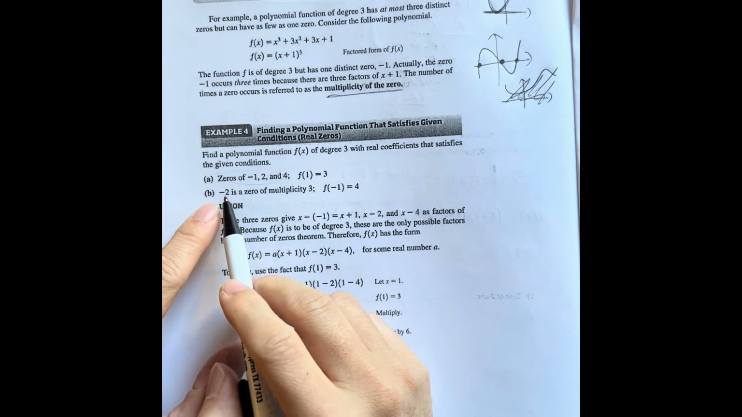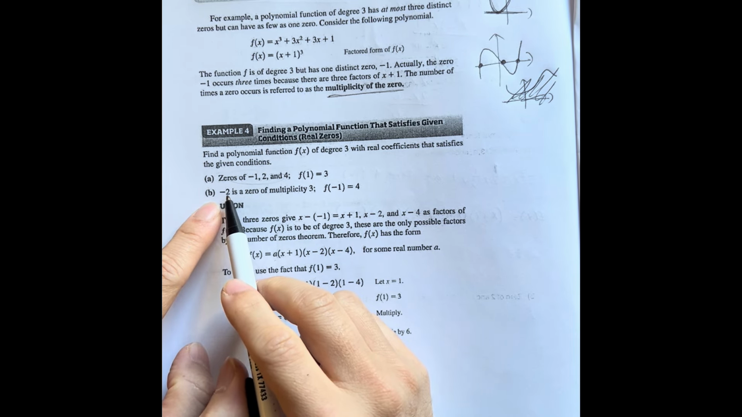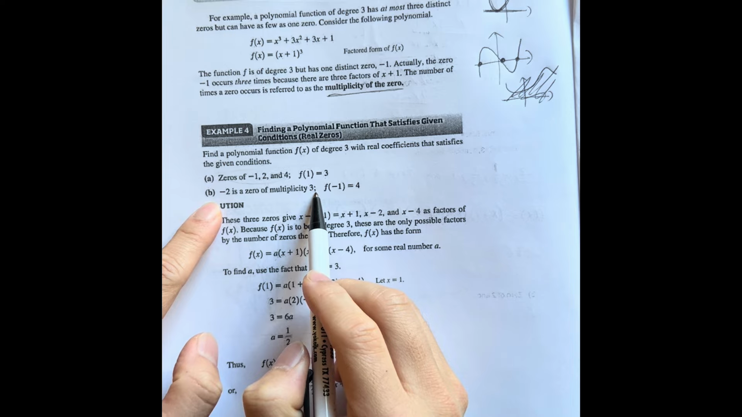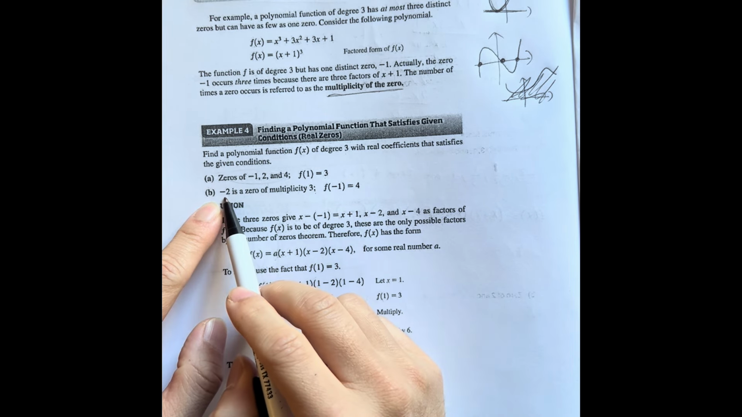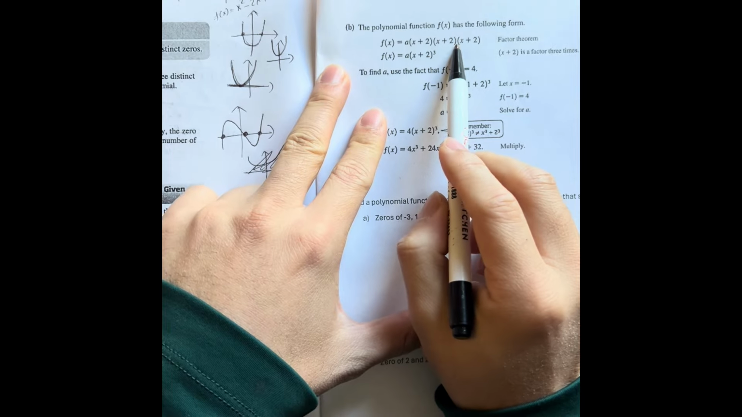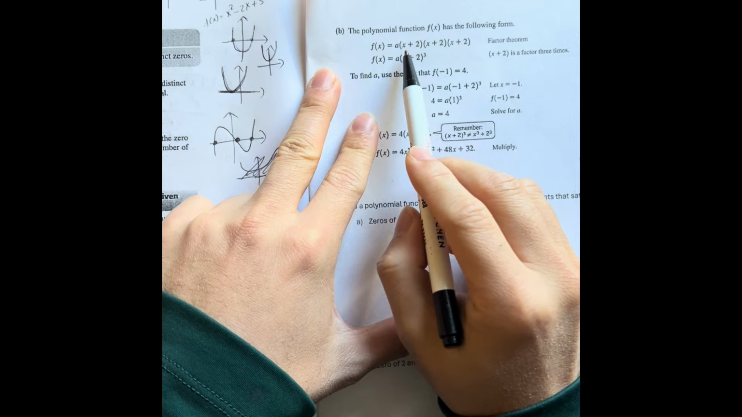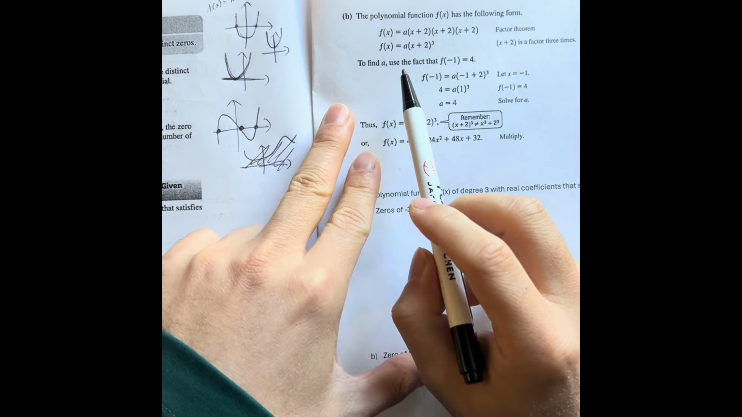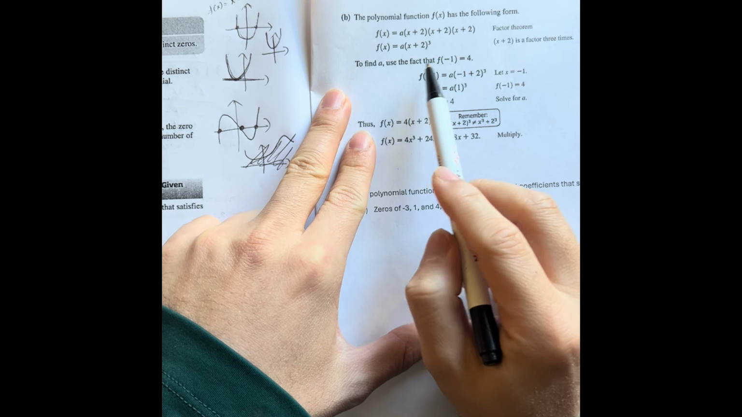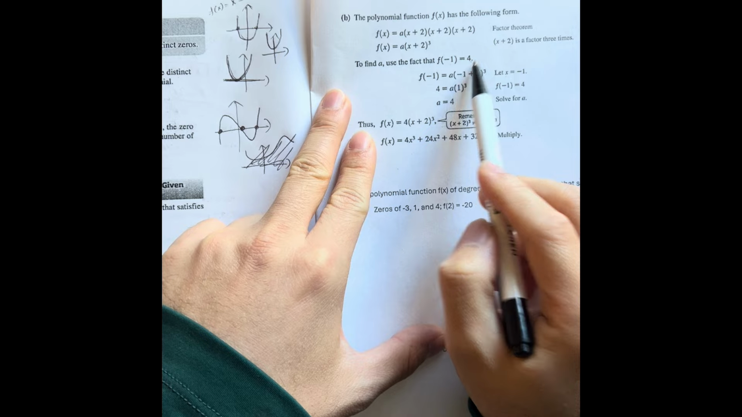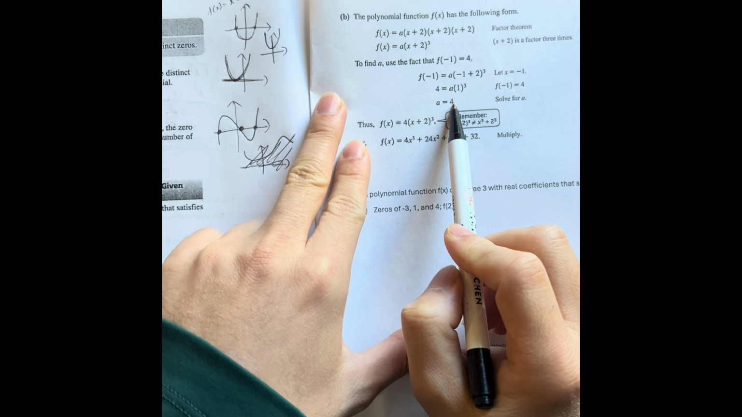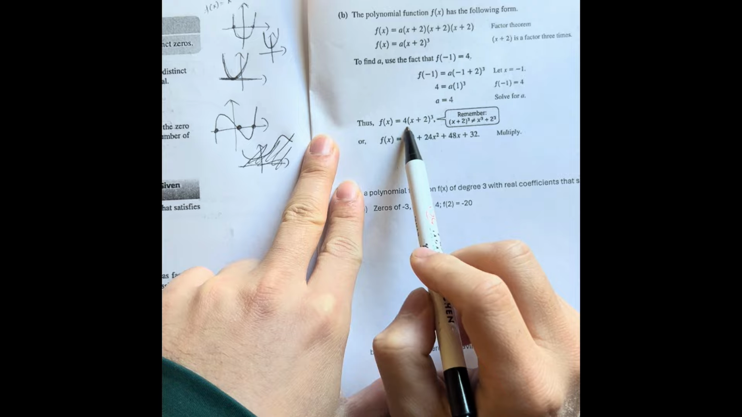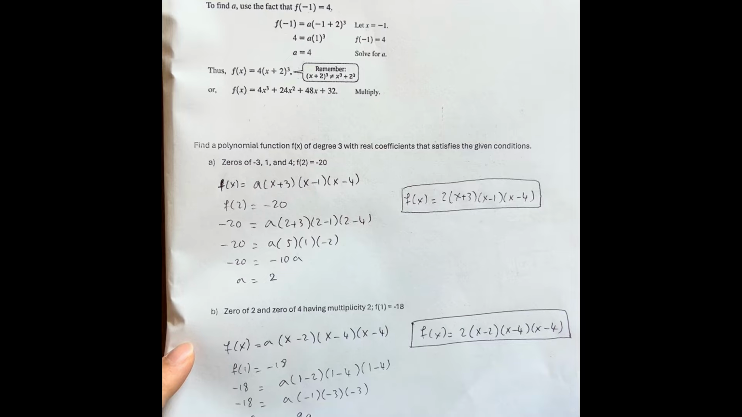In the second example, this function has negative 2 as a zero of multiplicity 3, and f of negative 1 equals 4. Negative 2 with multiplicity 3 means that x plus 2 is a factor 3 times. So the function is a times x plus 2 times x plus 2 times x plus 2. To determine a, we can use the additional information, f of negative 1 equals 4. That gives us a equal to 4. So the function is f of x equals 4 times x plus 2 cubed. Go ahead and try these and check the result.